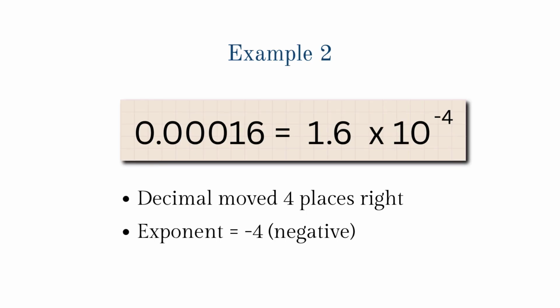Now consider the number 0.00016. To write it in scientific notation, move the decimal point to the right until only one non-zero digit remains before the decimal point. So the number becomes 1.6. The decimal point has moved 4 places to the right. Therefore, the exponent becomes minus 4. Hence, 0.00016 becomes 1.6 into 10 to the power minus 4. Remember, when the decimal moves to the right, the exponent is negative.